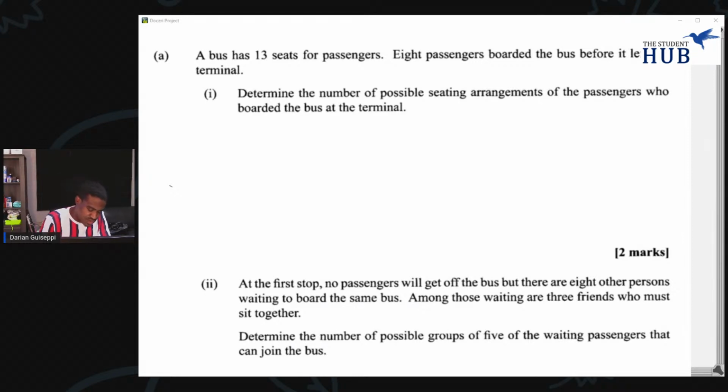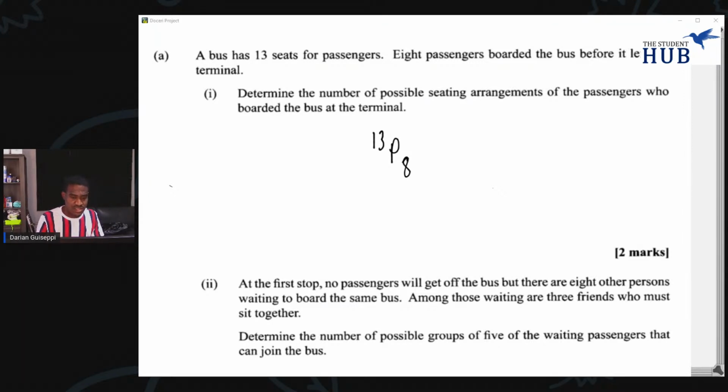So this was the first question we did with the 13 seats on a bus, and you have 8 passengers boarding the bus before it left the terminal, and they want us to determine the number of possible seating arrangements for the passengers who boarded the bus. And we said the solution for this was 13P8. So now let's move on to the second question.